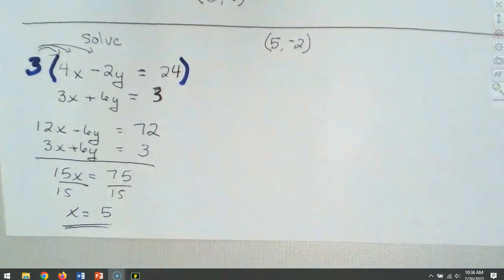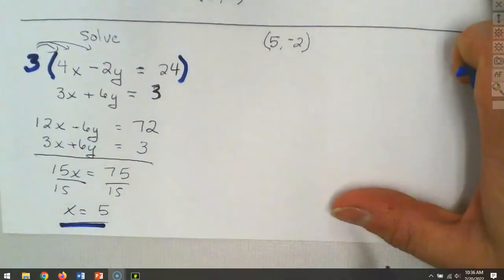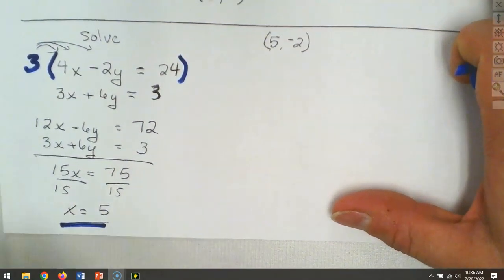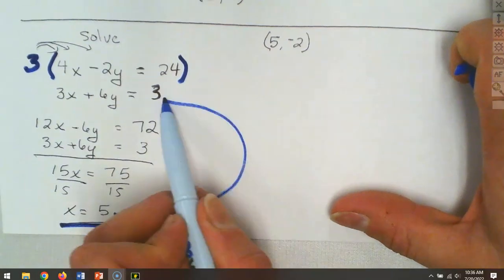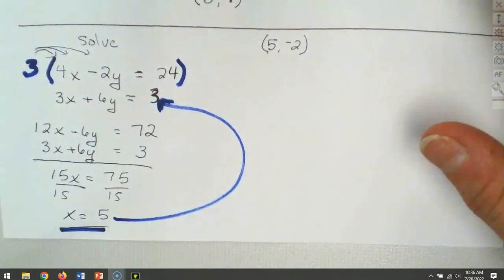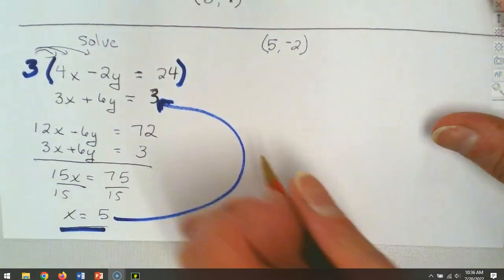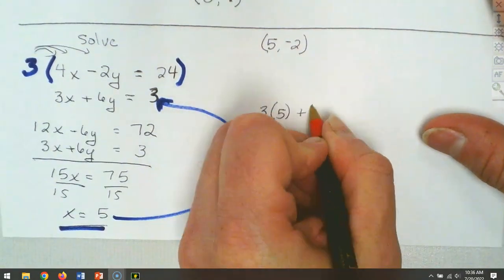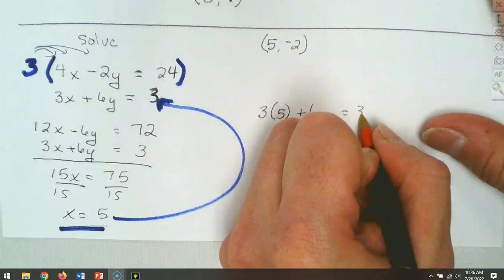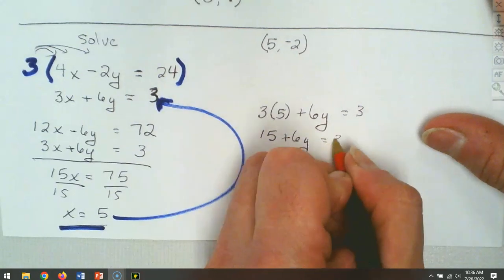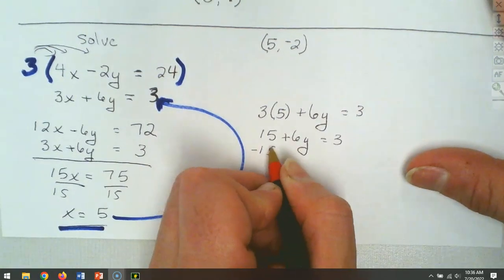Now, once we've got 1/2 of it, how do we get the other piece? Yep, plug it in. Does it matter where you plug it into? Nope. Whatever's easiest. Always take the easiest route possible. So I'm just going to plug it right into my second equation, because that's pretty easy to work with. And so plugging that in, I get 3 times 5 plus 6y equals 3. So that's 15 plus 6y equals 3. I'm going to move my 15 over.